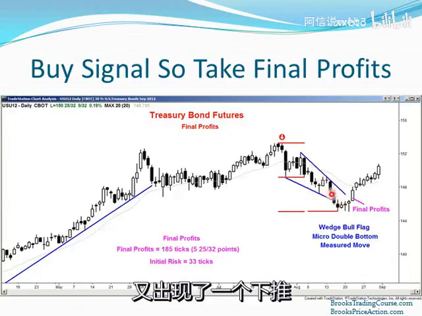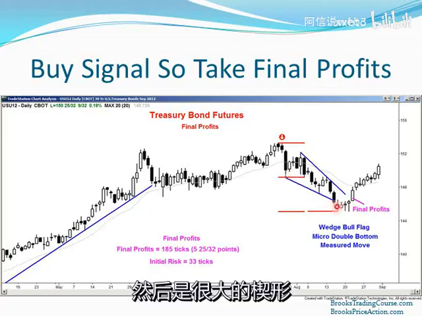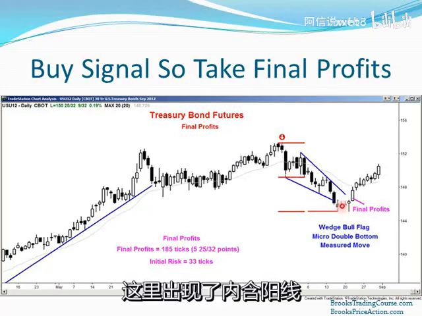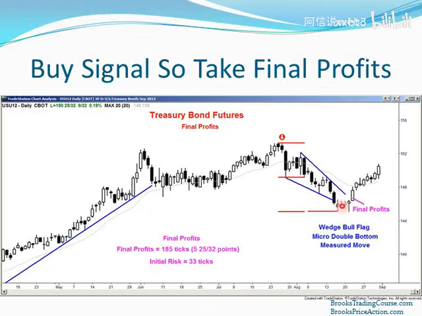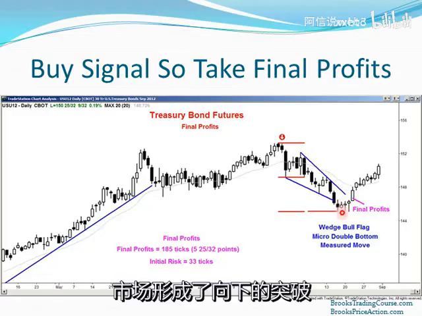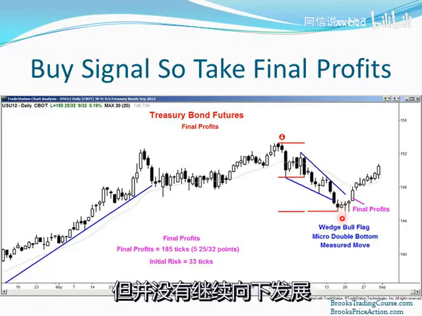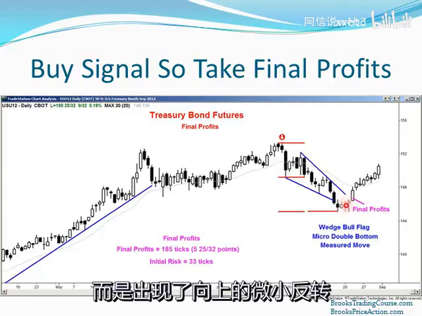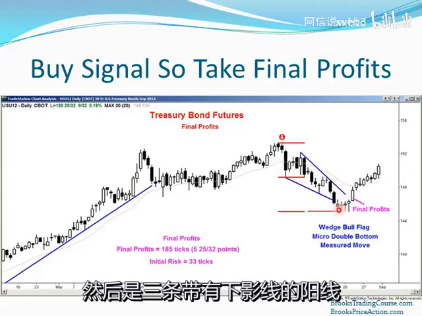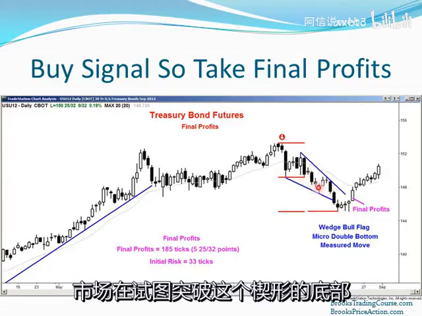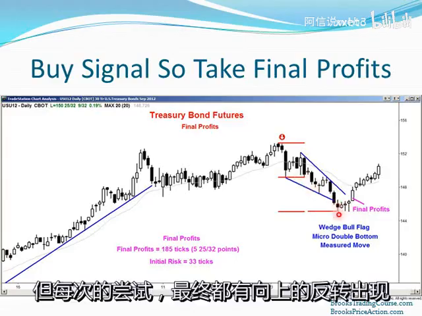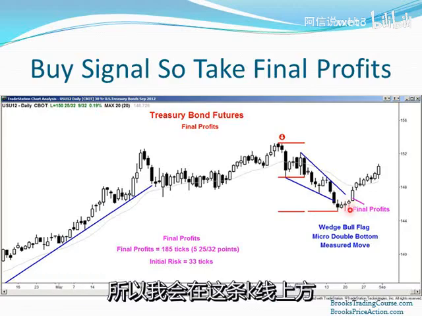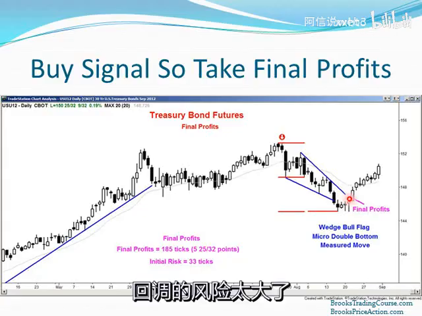And look what we got here. We had one more push down, and now a bigger wedge. But here we have an inside bar, a bull inside bar. The market broke to the downside, but instead of continuing down, we reversed slightly. And now we have 3 bars with tails on the bottom. So we're trying to break out of the bottom of the wedge, and instead, every time we try, we reverse up with a tail. So to me, I would get out of any shorts above the high of this bar.